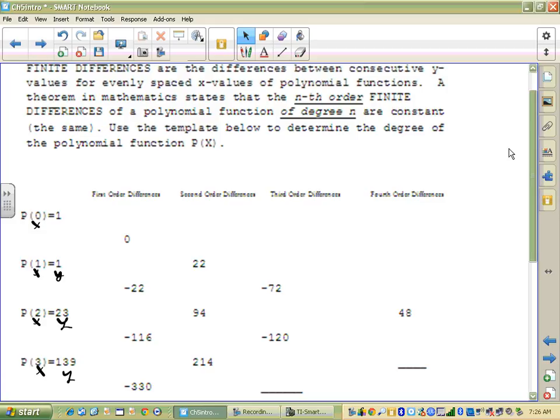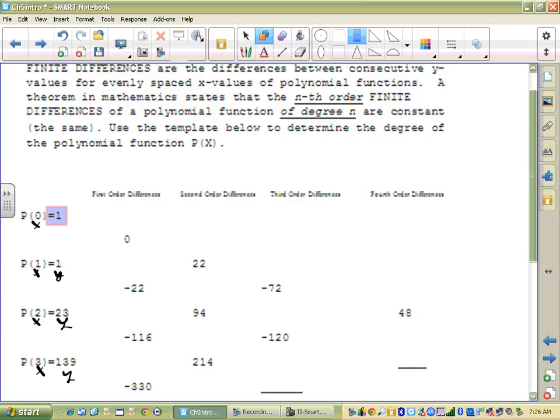Okay. So the finite differences, we take the y values and we subtract them. And the key here is subtracting consistently. It doesn't matter if you start with the second one and subtract the second one from the first one or the first one from the second one. What does matter is that you're consistent about it.